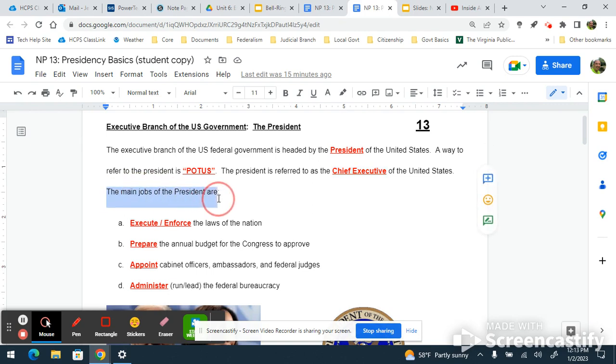The president has a bunch of main jobs and powers, number one of which is enforce the laws of the nation. The other jobs we'll get into on note page number 14, your next lesson.